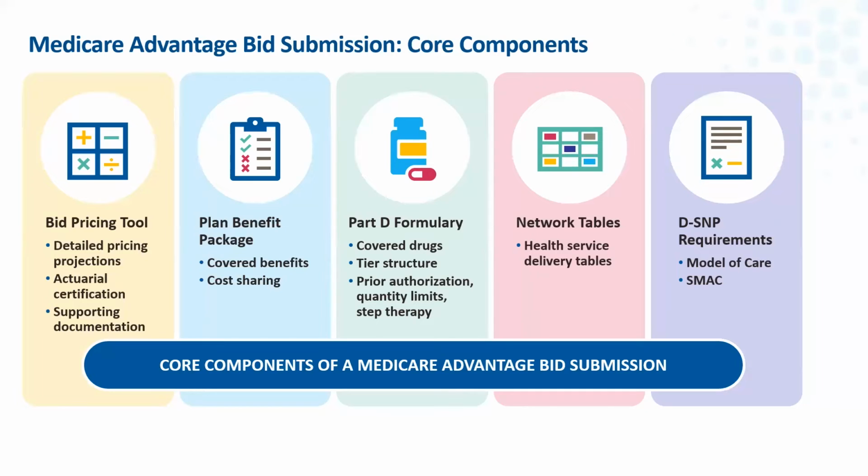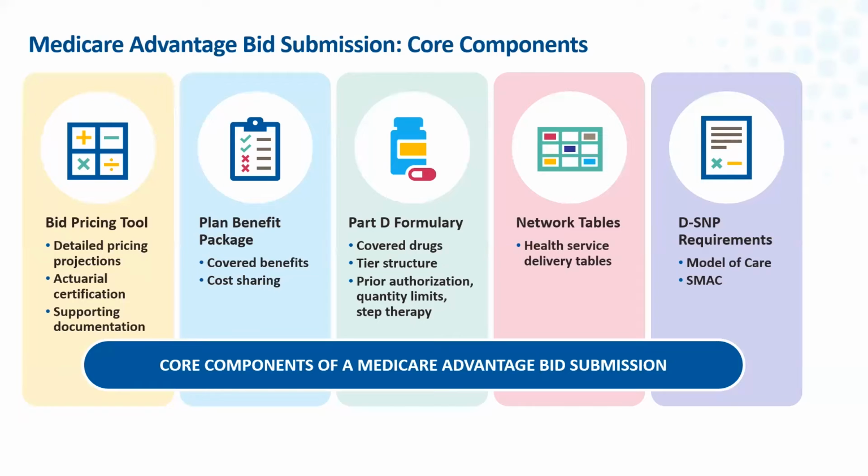Some of the core components of a Medicare Advantage bid are listed on this slide. The bid pricing tool, or the BPT, contains detailed pricing projections and associated actuarial certification. There are various factors such as Medicare Advantage benchmark rates, medical cost trends, and supplemental benefit costs that may impact an actuarial projection. A Medicare Advantage bid also includes a plan benefit package, commonly referred to as a PBP, that contains detailed information about the plan design, including any applicable copays and any supplemental benefits the plan chooses to offer.